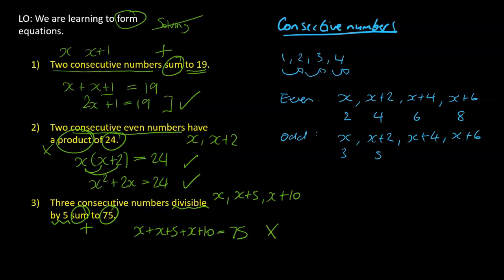And you wouldn't get a mark at this stage here, because we can see that there are lots of x's scattered around our equation, so we just need to simplify them. So we can see we've got 1x, 2x, 3x. So that's going to be 3x. And then we've got plus 5 and plus 10, which will be plus 15. And that there is equal to 75. So that last one there would be an equation of three consecutive numbers that are divisible by 5, and they sum to 75.